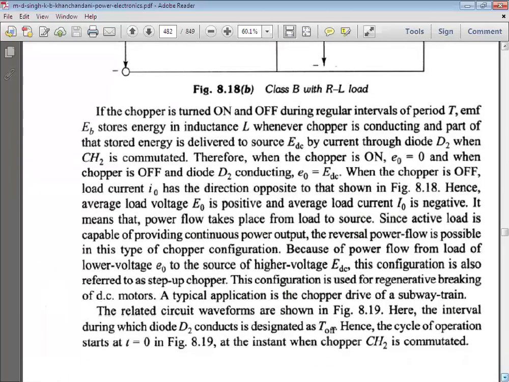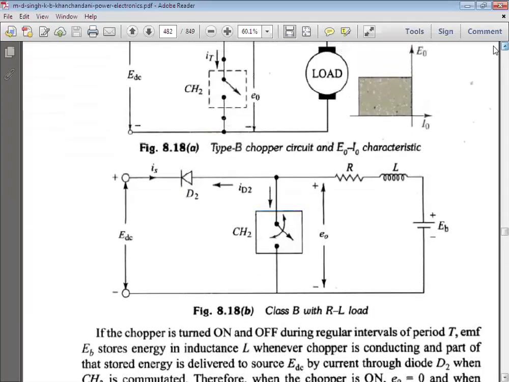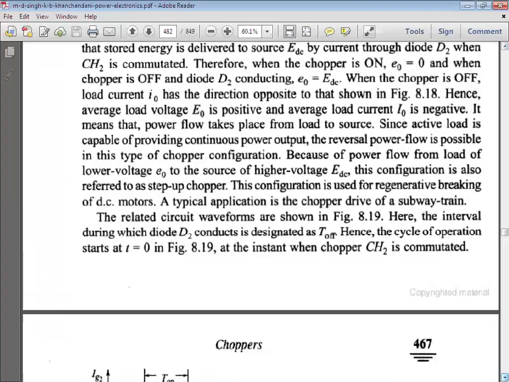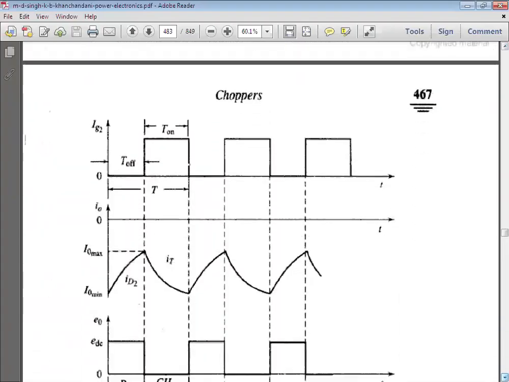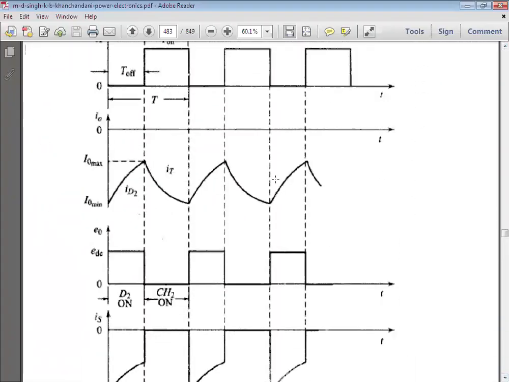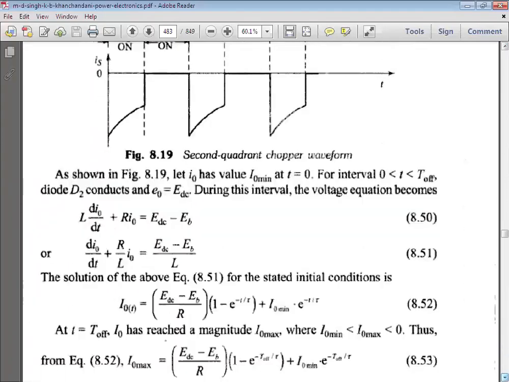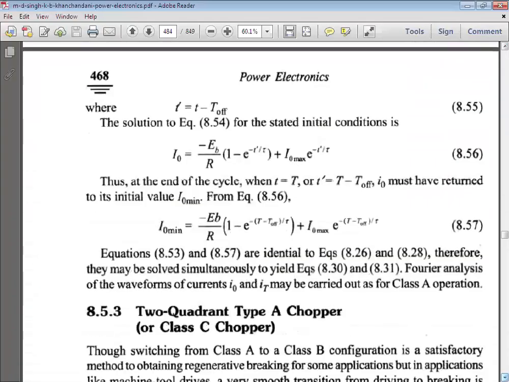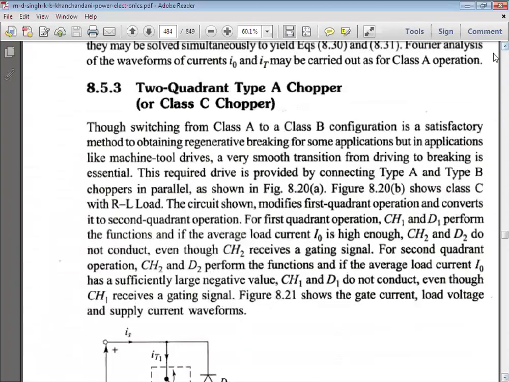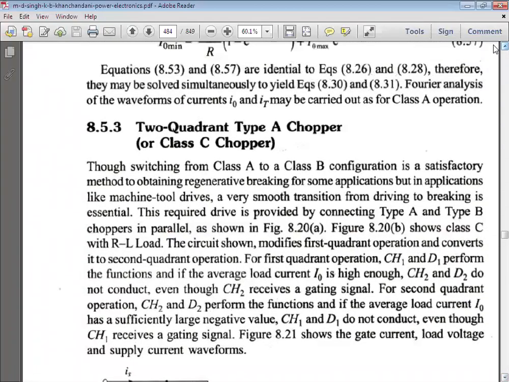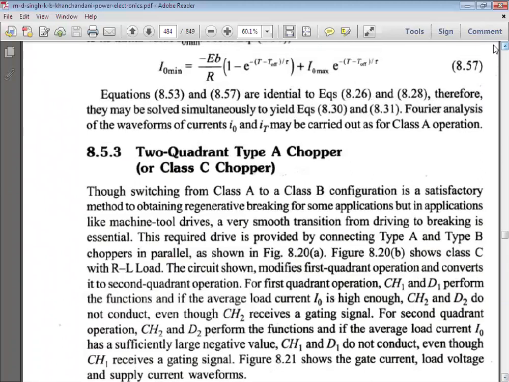For the detailed explanation, you can read this. So why is this called a second quadrant chopper? Because the output voltage is positive and the output current is negative. That's why it is called a second quadrant chopper. So you can refer to these waveforms. Now again, there is no need to go into detailed explanation. This much explanation is enough, and the waveforms.